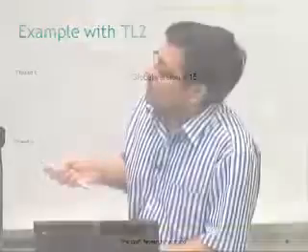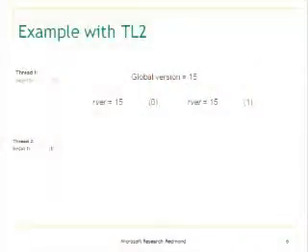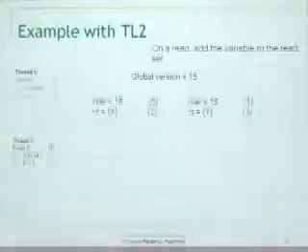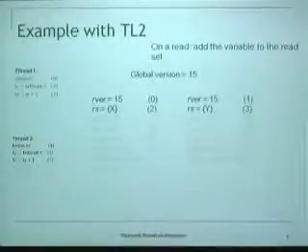Initially, let's assume the global version is 15. There are two threads, both of them start the transaction, so they read the version number to be 15. Then the first thread reads x, a shared variable, and the second thread reads y, which is again shared, and they both increment it locally. So the variables are added to their respective read sets.